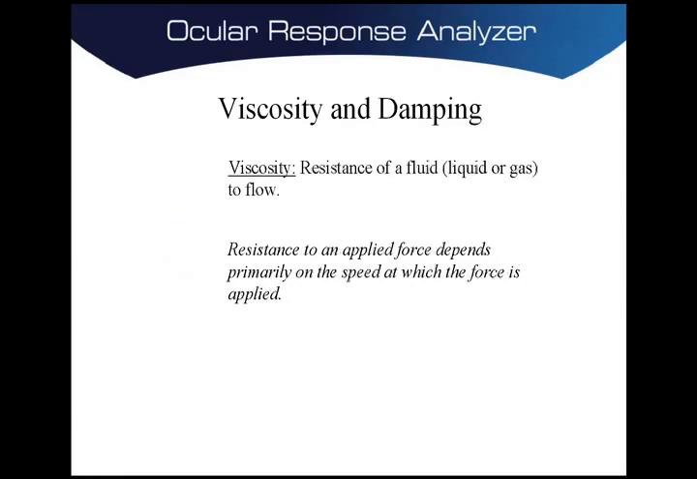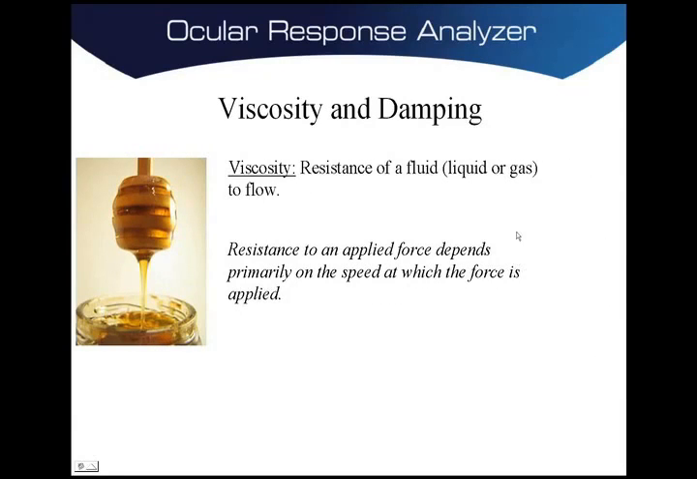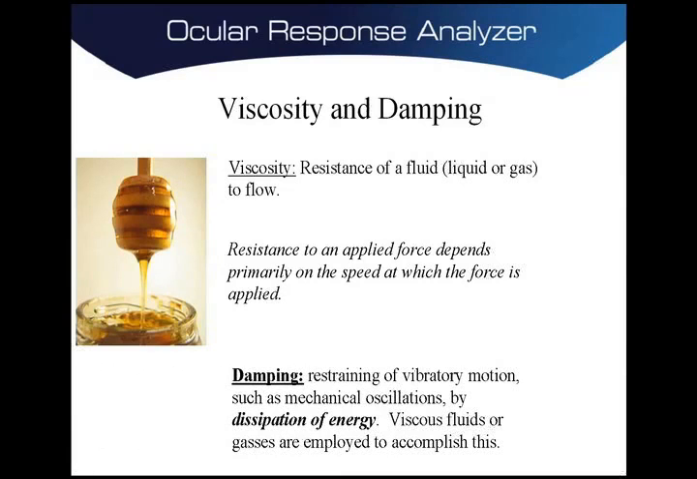Now we'll talk about viscosity a little bit. Viscosity is resistance to flow, and this is a property usually of fluids or gases. The difference between elasticity and viscosity is that viscosity's resistance applies primarily on the rate or the speed at which the force is applied. And then the term damping also gets brought into the discussion, and damping is a restraining of vibratory motion such as mechanical oscillations by dissipation of energy. I have here a picture of a shock absorber from a car.